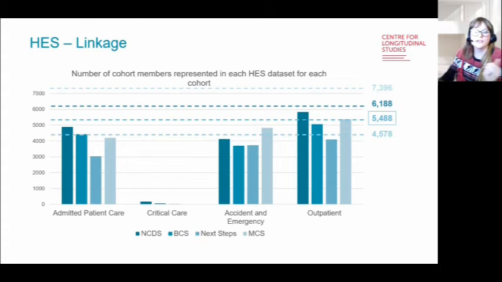Right. So this shows the number of cohort members in each HES data set for each cohort. These dotted lines here at the top show the number with a matched variable. You can see that a high proportion have at least one outpatient appointment here. For NCDS and BCS70, fewer still have A&E, but the Next Steps records have slightly higher in A&E, and actually MCS have even more.